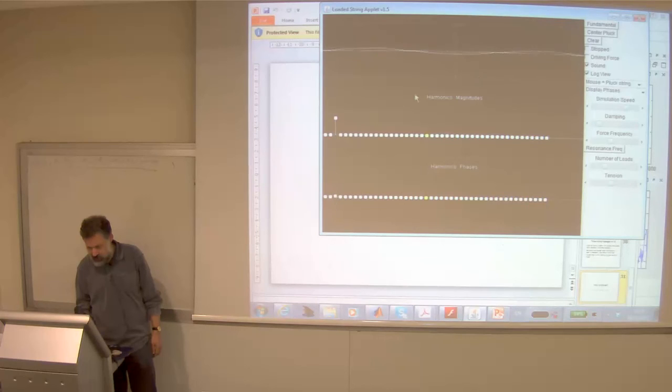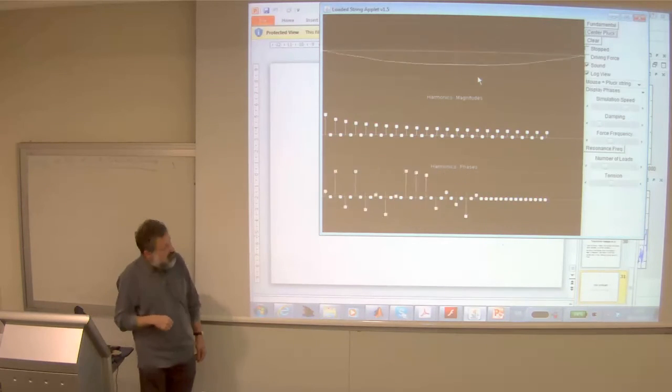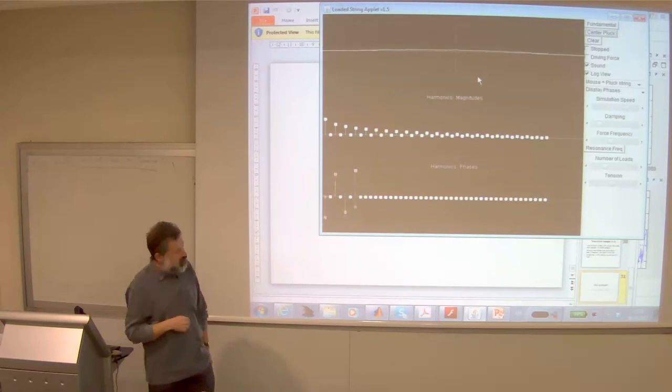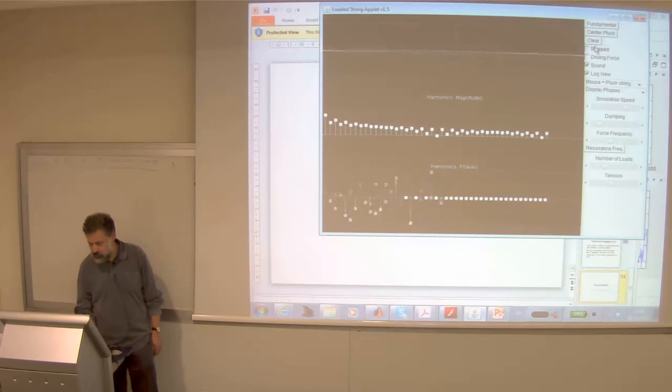These are within this list of frequencies. The sound that a string will make will be composed of these harmonics. Now, when I plucked it exactly in the middle, you probably noticed that I excited only the odd harmonics: the first, third, fifth, and so on.